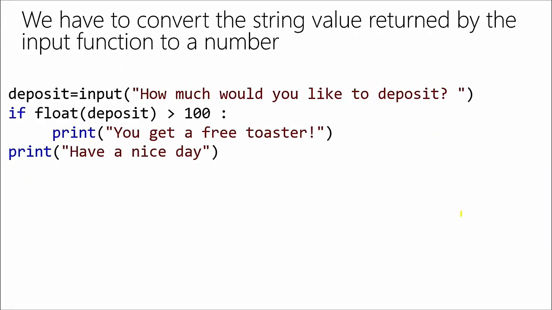So we fix that. And you know what? My apologies, there's a typo on this slide. That should be if int deposit, not if float deposit, because we just saw in the demo that when I convert it to a float, it doesn't work. Now here, you'll notice I actually converted the data type when I did the comparison.